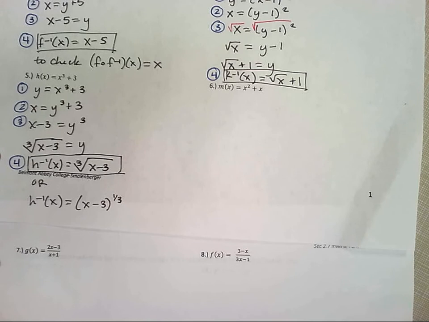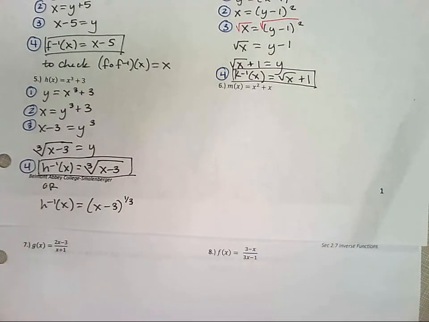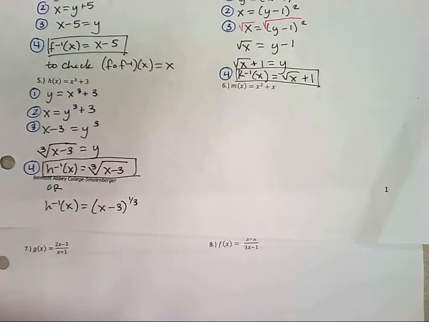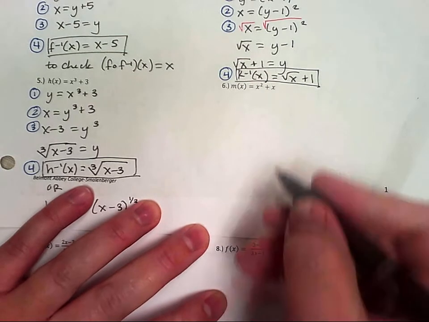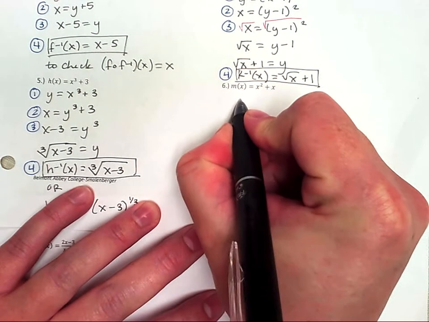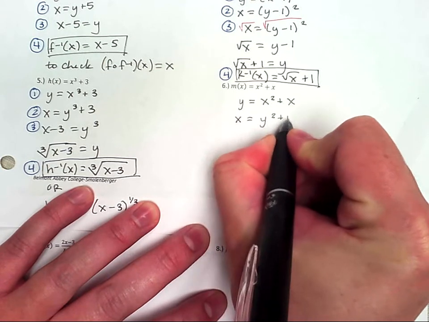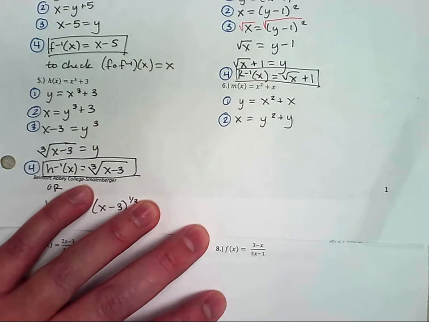Do you guys want to try it on your own? So number 6 is m of x equals x squared plus x. So you guys try it on your own. Okay, what do you guys think?